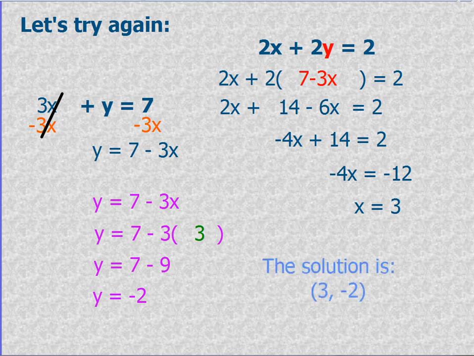Now I have my solution. The solution is the point 3, negative 2. Be really cautious that you're putting the x value first and the y value second, just like in any point in a coordinate system.